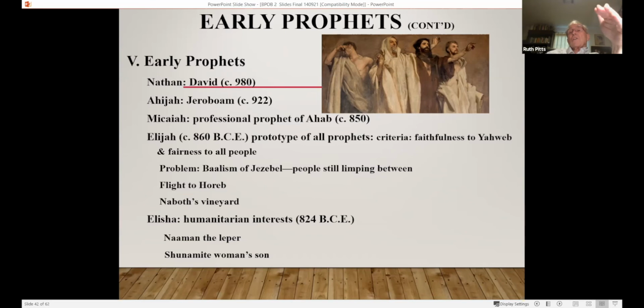So Elisha is his successor, who is very much interested in humanitarian interests, healing Naaman the leper, caring for the Shunammite woman's son, and bringing life to her, and so on. All right, so those are early prophets.